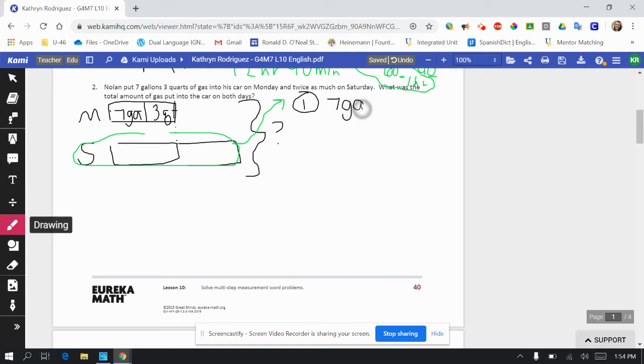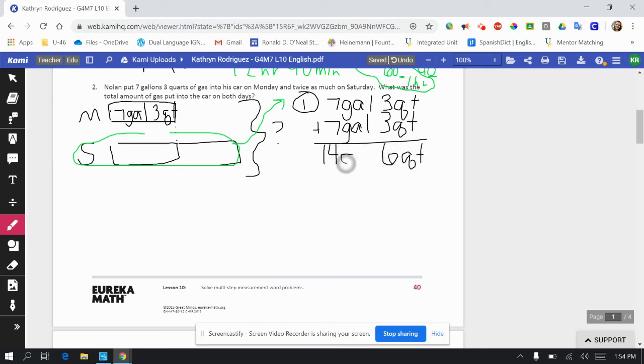7 gallons, 3 quarts, plus 7 gallons, 3 quarts, 6 quarts, and here we have 14 gallons. Now this, I'm going to break it apart into 2 pieces. How many quarts will make a gallon? That is 4. So we'll have 2 left over. So 4 equals 1 gallon. So really here, this is 15 gallons, 2 quarts. All right, now that was just Saturday.